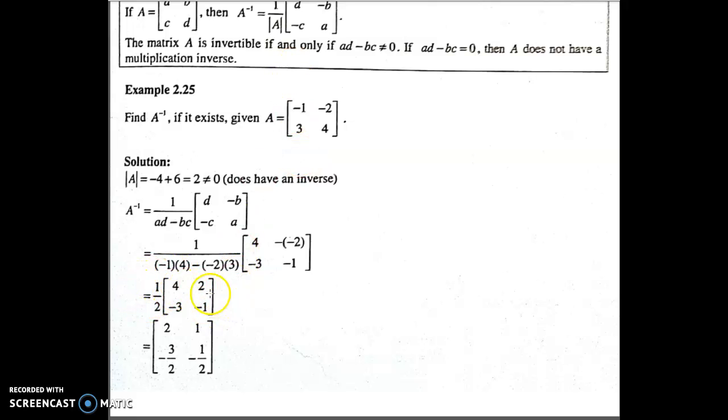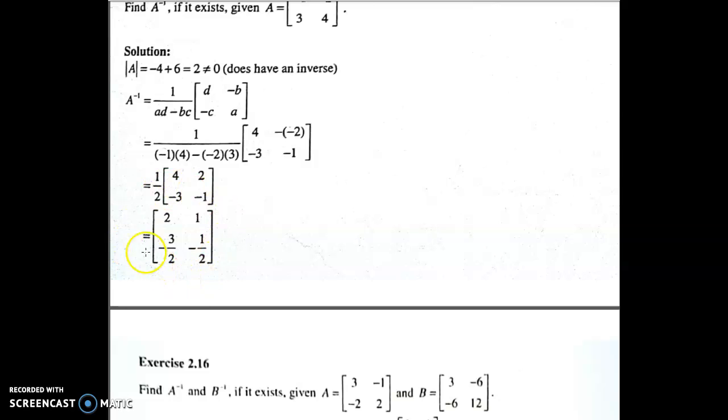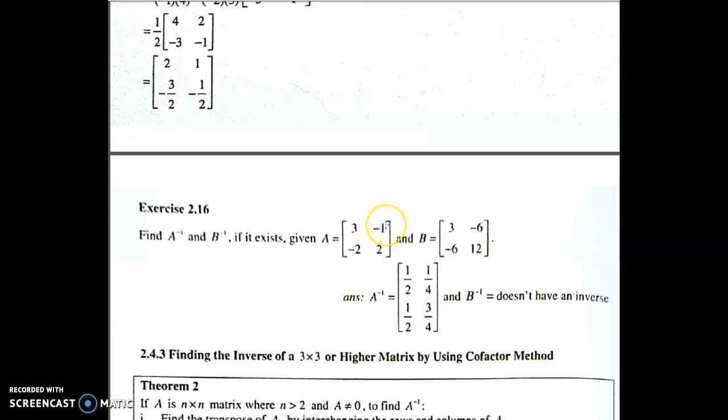So just simply multiply it using the idea of scalar multiplication. 1 over 2 times 4, 1 over 2 times -2, 1 over 2 times -3, and 1 over 2 times -1. So there you have it, the inverse of A. Okay, this is for 2 by 2.